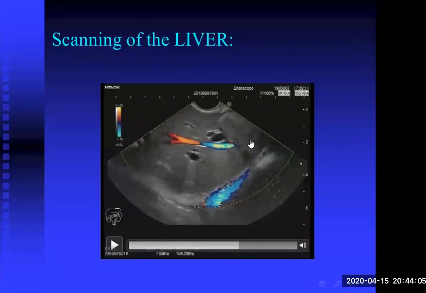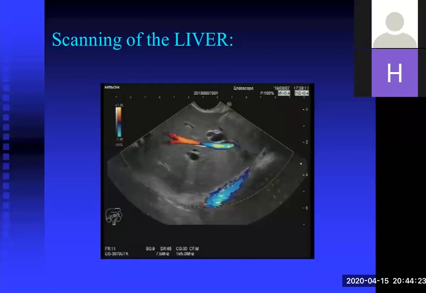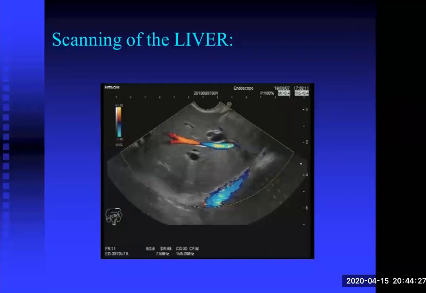So we start very easily from the inferior vena cava at its junction with the right atrium. And then we will see the intrahepatic portion of the inferior vena cava and the right hepatic vein. And then with more and more anti-clockwise rotation, we see the middle hepatic vein, and with more and more anti-clockwise rotation, we can see the left hepatic vein.